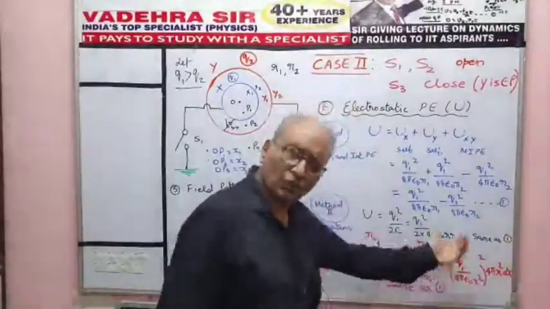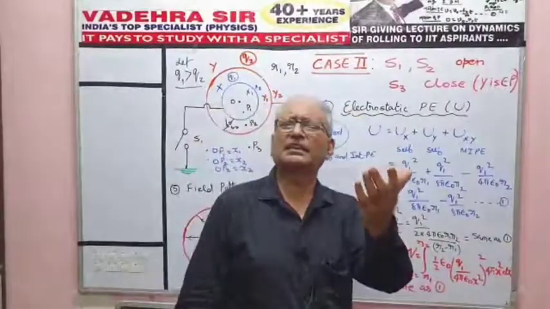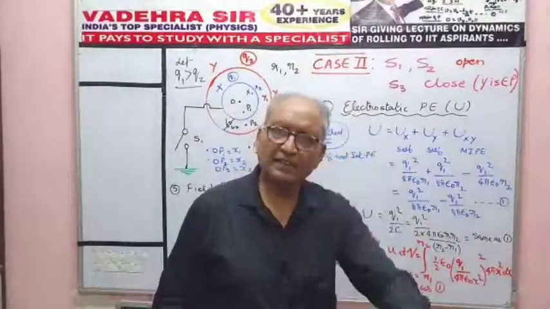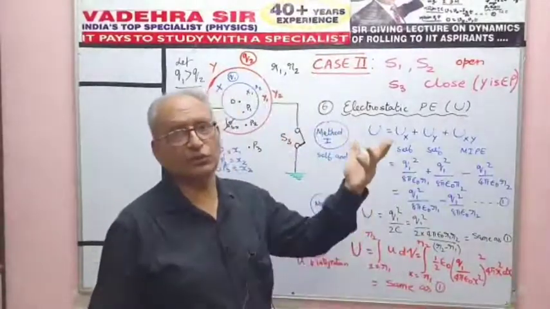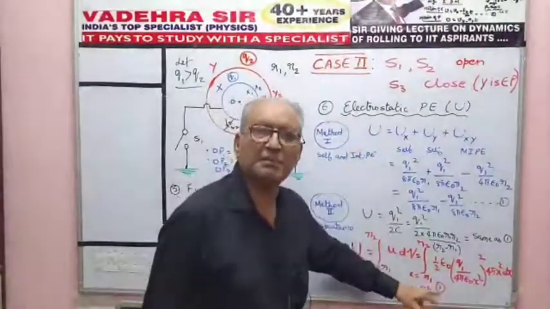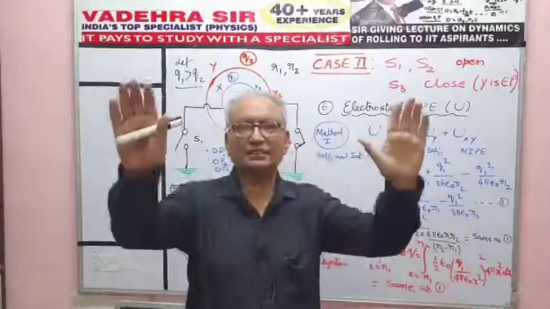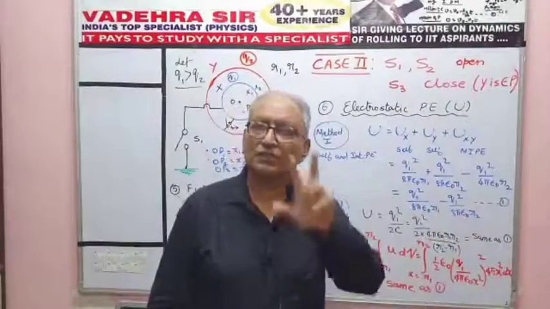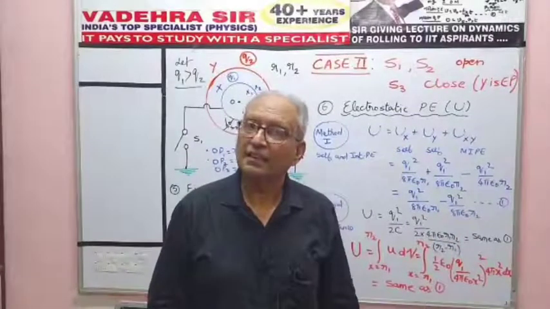Simple integration, constants will go out and you have a simple integration of dx upon x square. You do that as an exercise. I leave that as an exercise to you, and enjoy doing that, and you will get the same answer as 1. So this brings us to the close of this second case of two concentric conducting spheres.